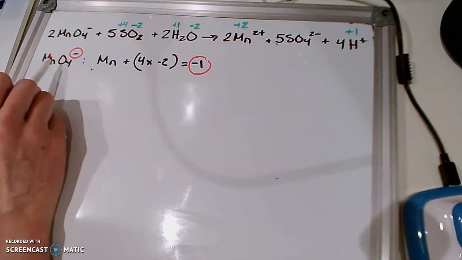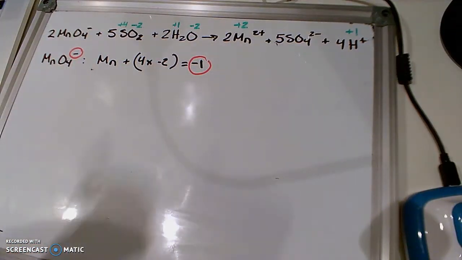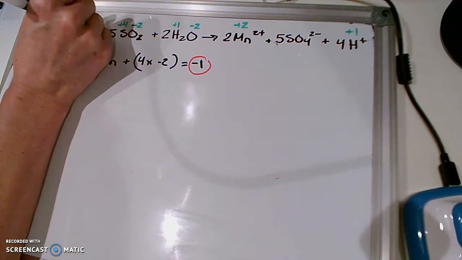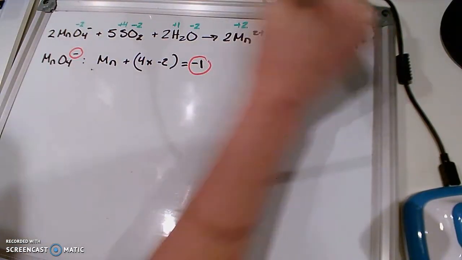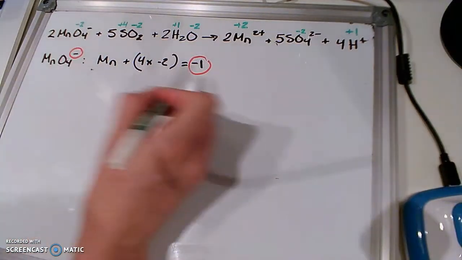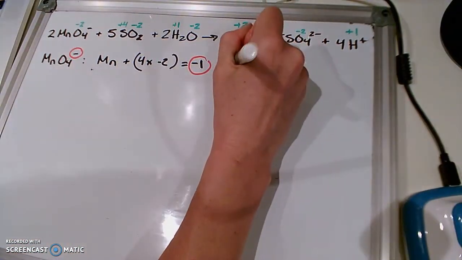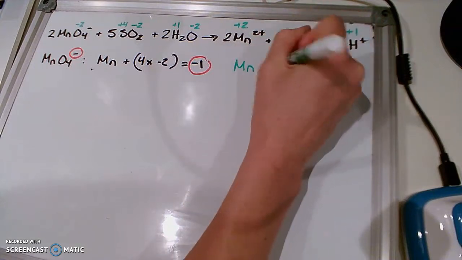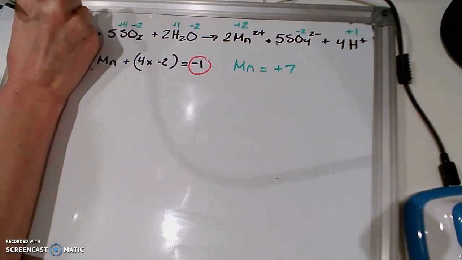And we always know that oxygen is going to be a -2 oxidation state. We can even write that in right here, on all of the oxygens. They're always going to be -2. We're trying to figure out the oxidation number for manganese here. So the way this equation solves out is that the oxidation number for manganese is going to be +7. So we'll just write that up here.